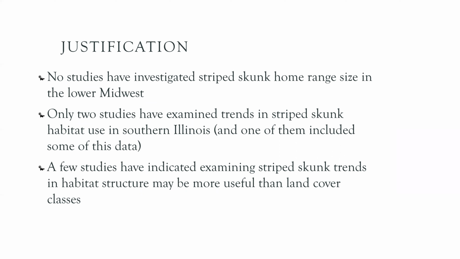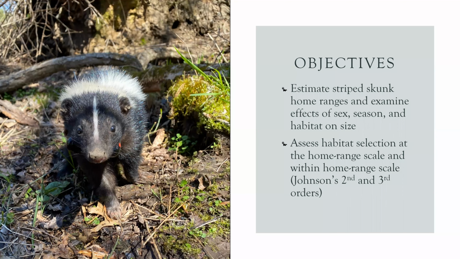So this is just building upon some of that work. A few studies have also indicated that examining striped skunk trends in habitat structure may be more useful than land cover classes. So instead of talking about do they prefer forest or field, talking about do they prefer a more open canopy and other structural components such as that.